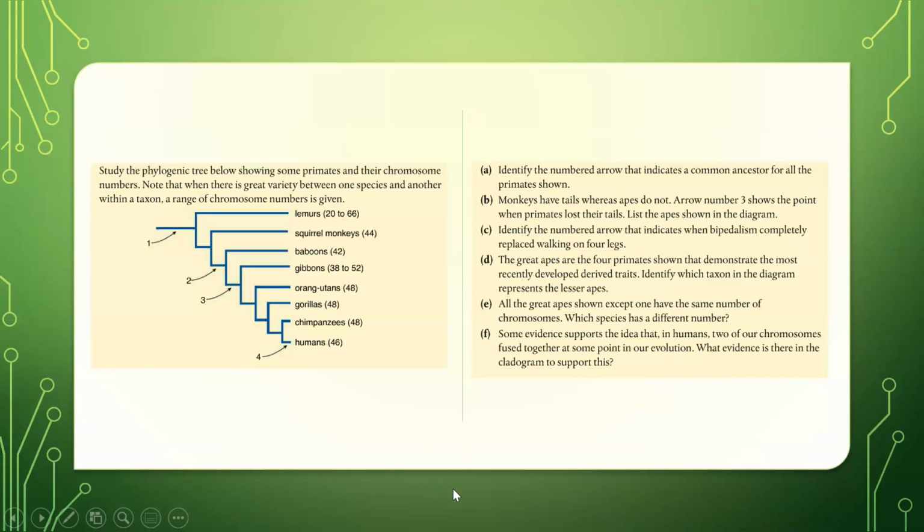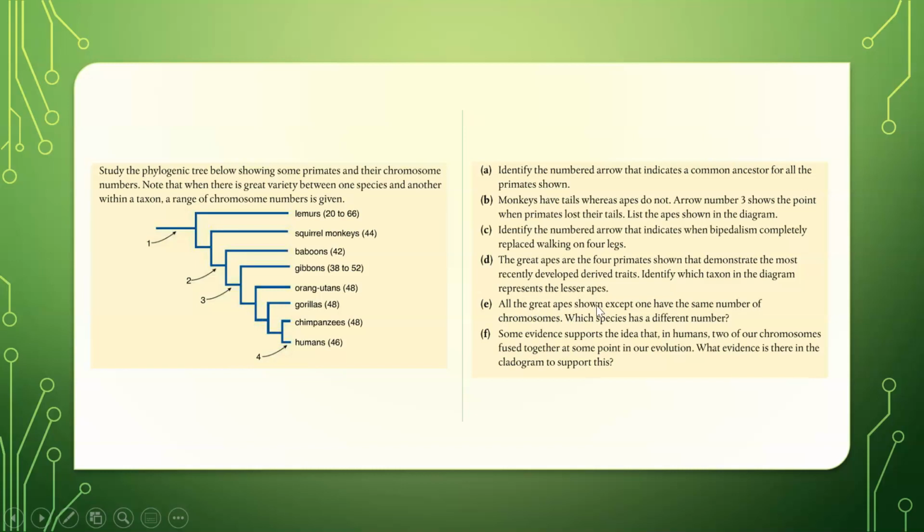C, identify the numbered arrow that indicates where bipedalism completely replaced walking on 4 legs. Completely replaced, I would say is number 4, because I think chimpanzees still sometimes walk on 4 legs. The great apes are the 4 primates shown that demonstrate the most recently developed derived traits. Identify which taxon in the diagram represents the lesser apes. I think that is referring to arrow number 3.